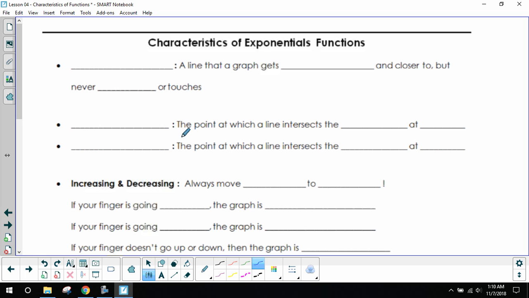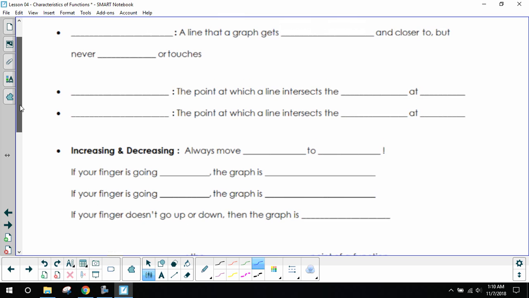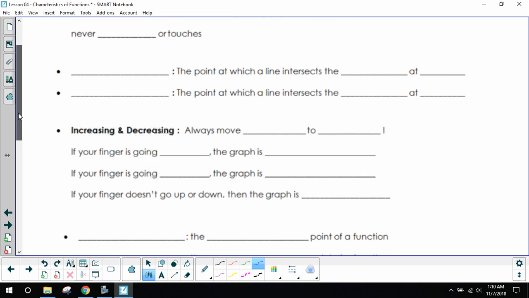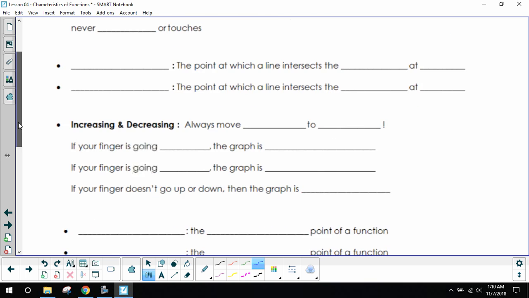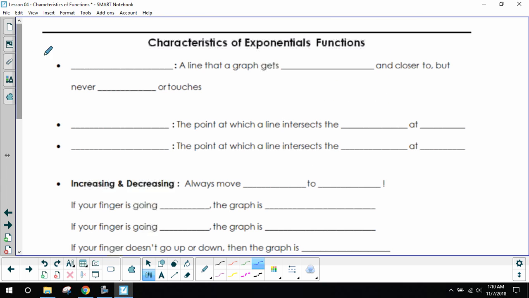So now that you got it out, we're going to say blank, a line that a graph gets closer and closer to, but never crosses or touches. That's right. Asymptote. A line that a graph gets closer and closer to, but never crosses or touches.